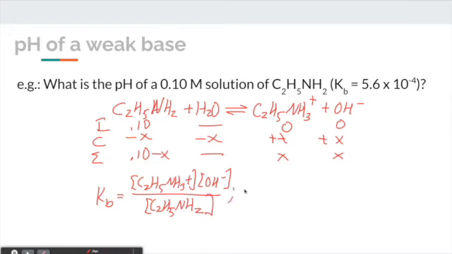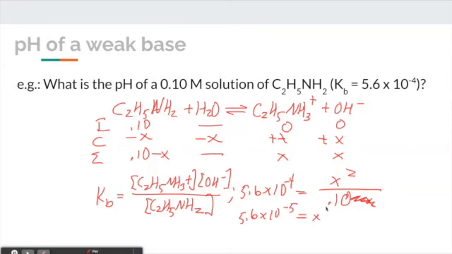So our Kb here is 5.6 times 10 to the negative 4. And in terms of the values in our chart, x squared is going to go in the numerator, and 0.10 minus x will go in the denominator. And again, you can solve the quadratic if you want. 10 to the minus 4 is pretty small, so I'm going to ignore that x in the denominator and simplify my calculations. So I'm going to take 5.6 times 10 to the minus 4 times 0.1, which ends up being 5.6 times 10 to the negative 5, and that's equal to x squared. So I'll take the square root of both sides and find out what x is.